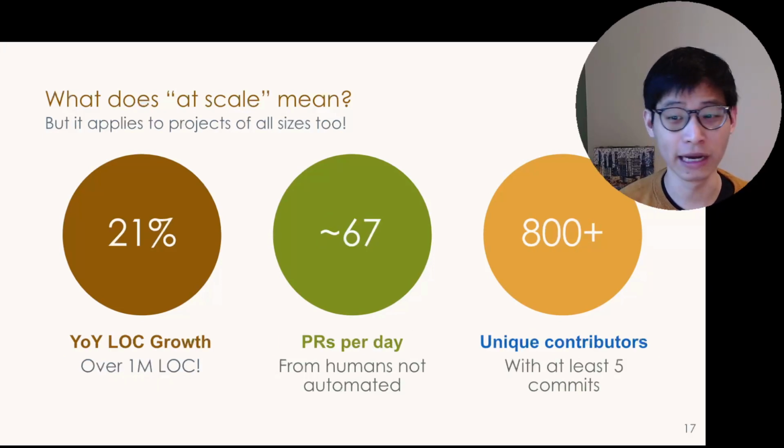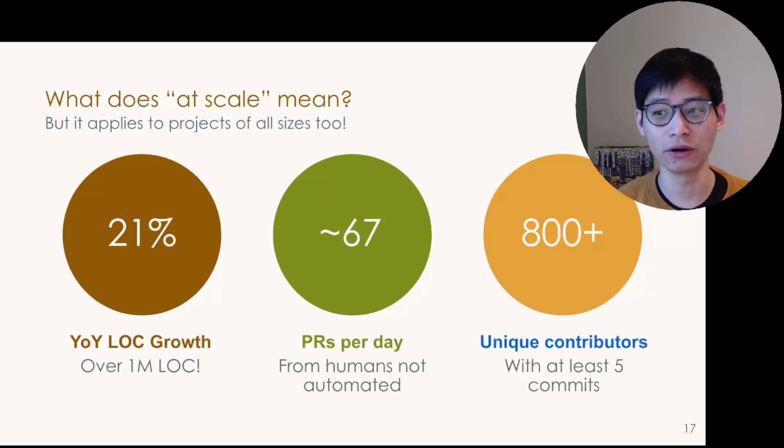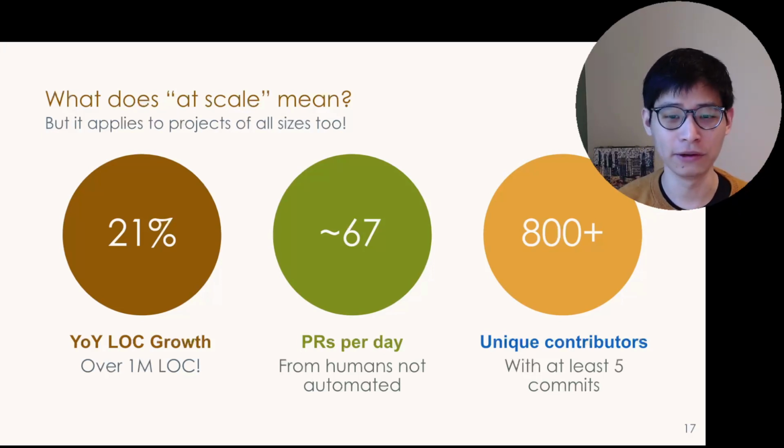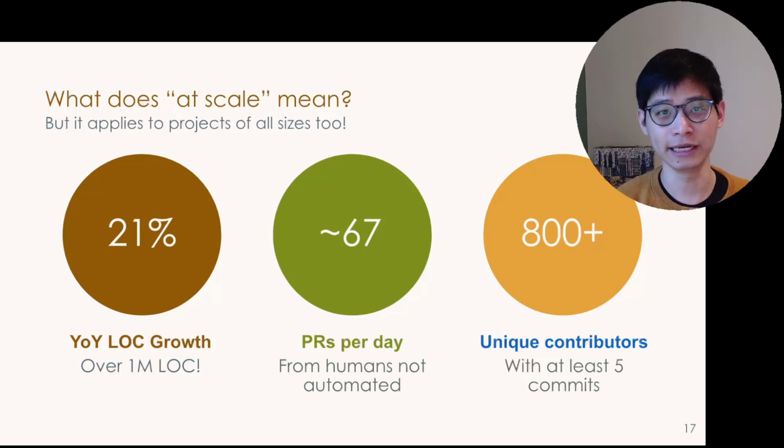Our code base has been growing like 21% year over year, which is crazy. Over a million lines of code. There's about 6 to 7 PRs that get merged per day from humans, not any kind of automated dependent bot or anything like that. And we have over 800 unique engineers with at least 5 commits. So they're not just one line changes. They're somewhat familiar with the code base.